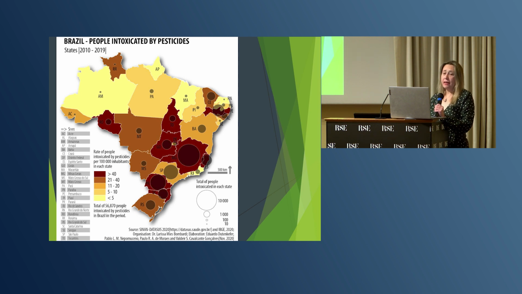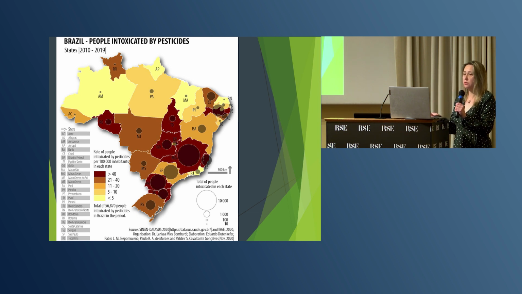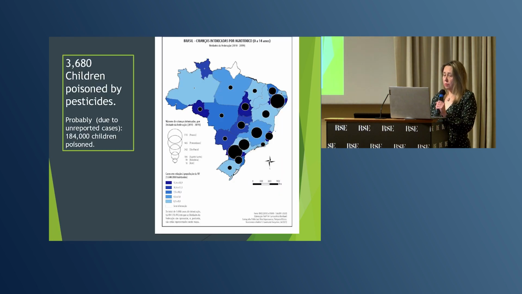And as if it was not enough, I believe it's important to say that about 18% of people poisoned in Brazil are children and teenagers between 0 and 19 years old. Even children between 0 and 14 years old. Here we have a map about children in their first and second childhood that were poisoned by pesticides. And as you can see, 3,600 children were poisoned in this period. I'm talking about official data, but it means that probably almost 200,000 children were poisoned by pesticides in this period.